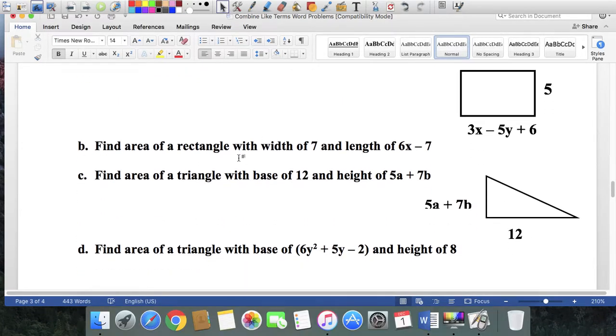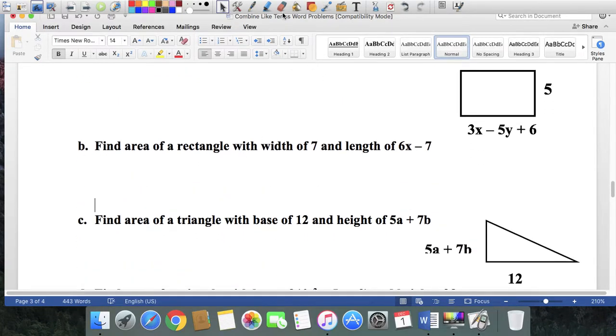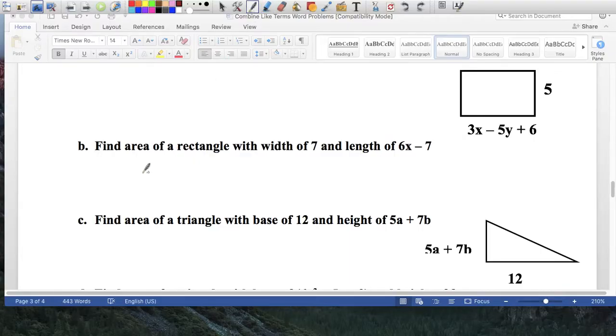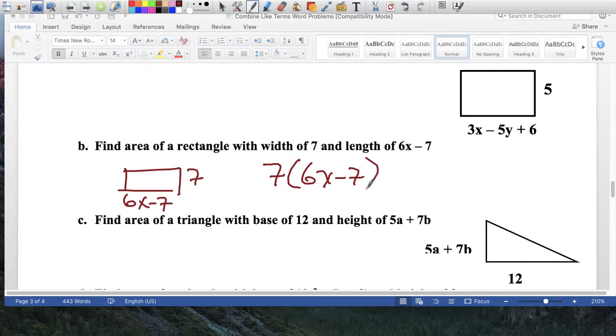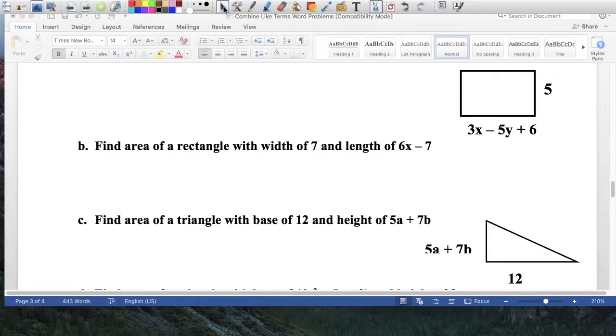Find the area of something else, another rectangle. Okay, so again, you might want to draw your rectangle. We have a rectangle. This is 7. This is 6x minus 7. Base times height, right? So again, just 7 times 6x minus 7. 7 times 6 is 42x. And 7 times negative 7 is negative 49.